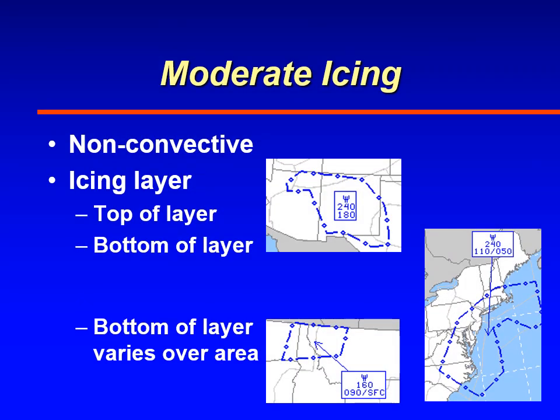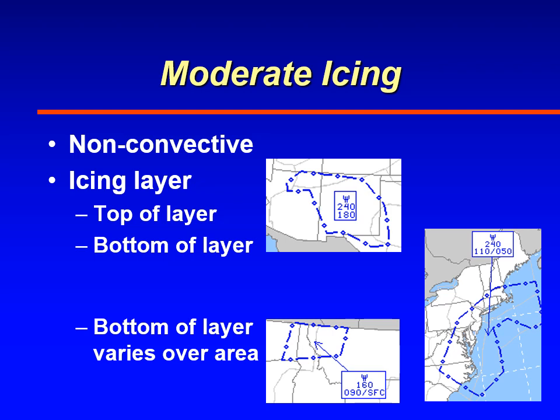This icing is not in convective clouds, not in cumulus, so they're just forecasting not in thunderstorms, basically. They show the icing layer. They show you the base and the top. In the first image that you see, it shows an area of icing from flight level 180 to flight level 240, and that symbol represents moderate icing.